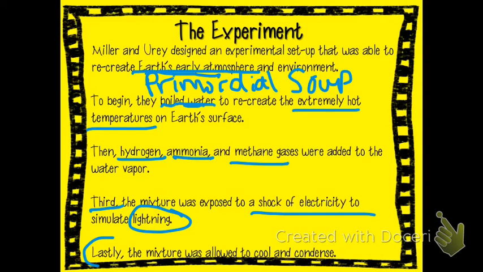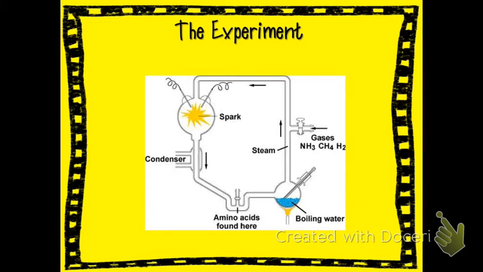And then lastly, the mixture of the water vapor and the gases, after it was shocked with an electric shock, was allowed to cool and condense and collect in the bottom. So take a moment, make sure you have this written down so that you fully have an understanding of the experiment. And we are going to go on to the next slide where we actually get to look at their experimental setup. So here is the experiment that Miller and Urey developed.